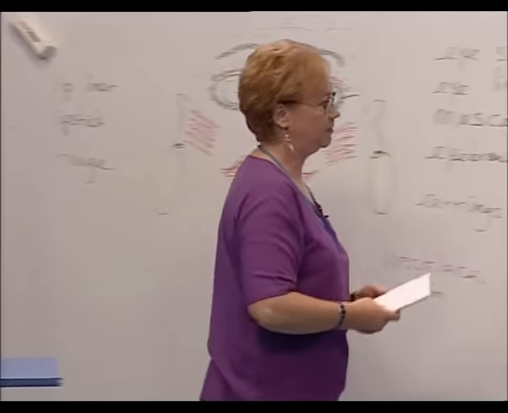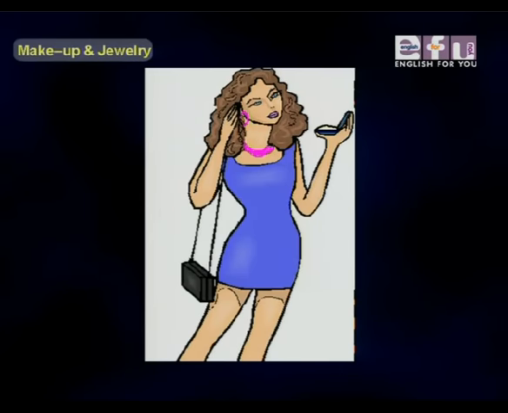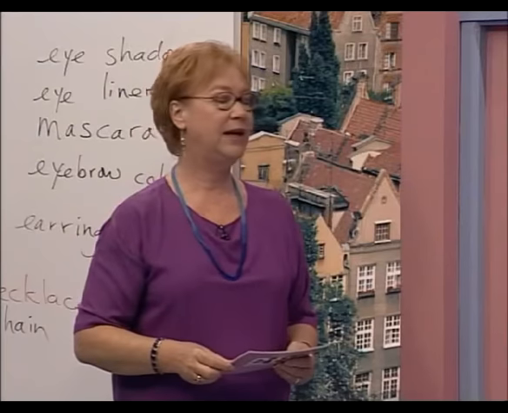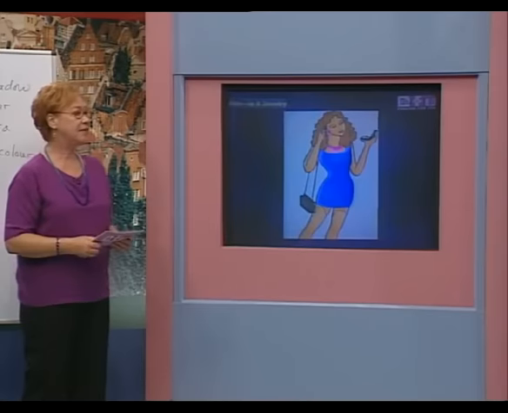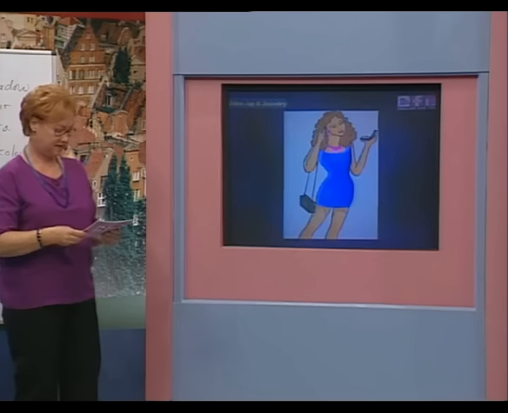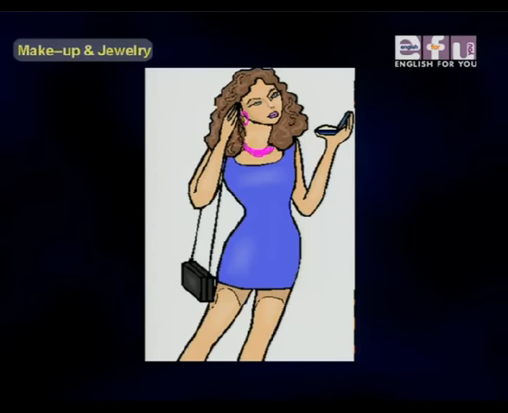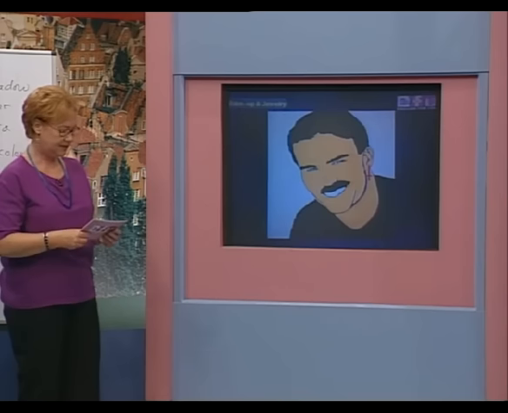So, here we go. Ali, you're going to begin. Is she wearing earrings? Yes, she is. Are her earrings in her ears? Yes, they are. Susan, is she wearing a necklace? Yes, she is. Is her necklace around her neck? Yes, it is. Isabel, is she wearing eyeshadow? Yes, she is. Is she wearing mascara? Yes, she is.